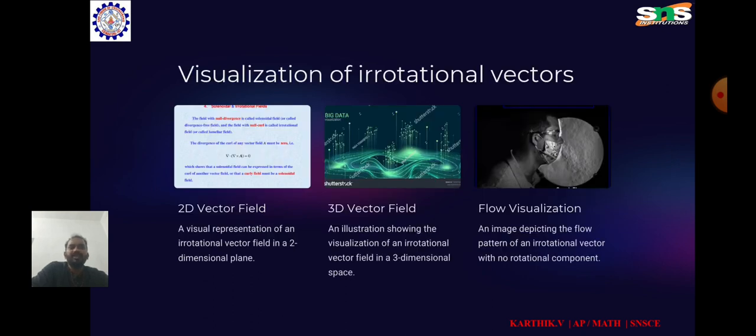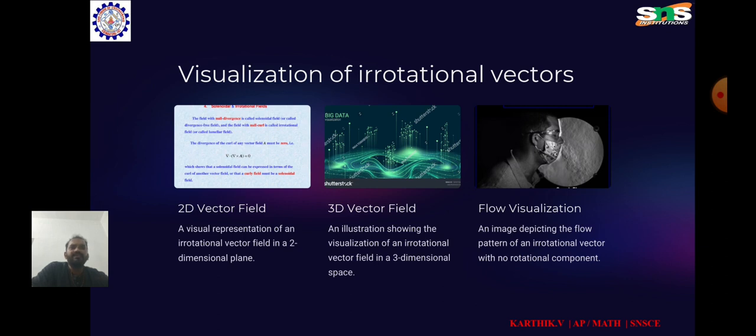Visualization of irrotational vectors in 2D, 3D and flow visualization. 2D vector field. In a 2D vector field, you can create a vector plot where each vector represents the magnitude and direction of the vector field at a specific point. For an irrotational vector field, the vectors should align nicely without any swirling or rotating patterns.